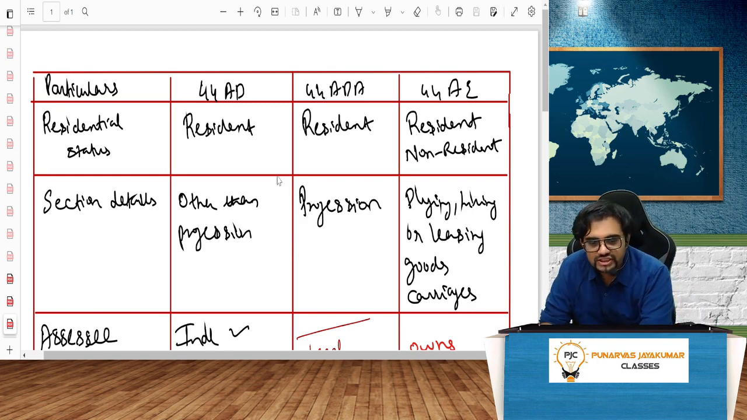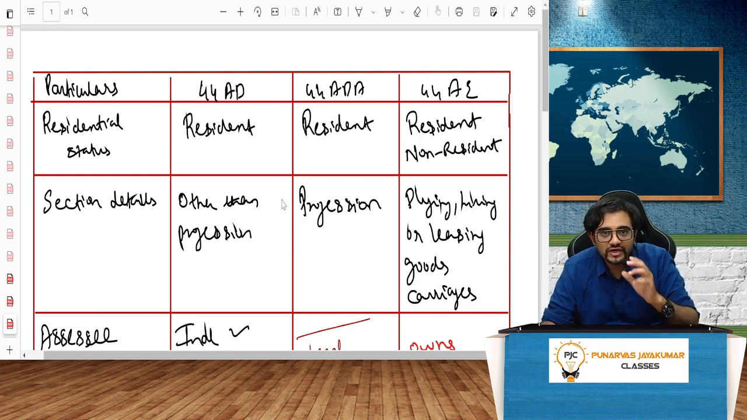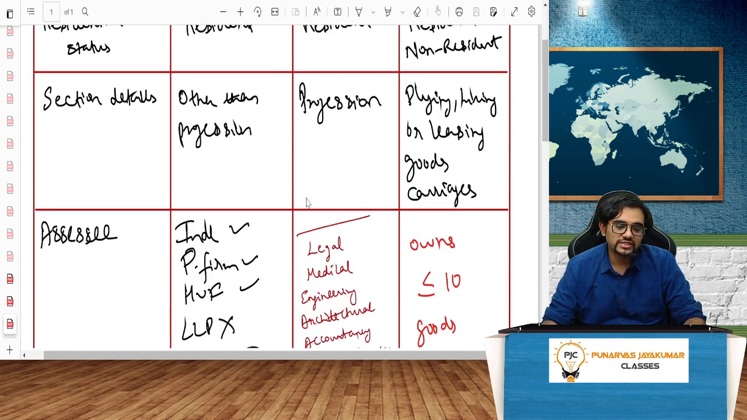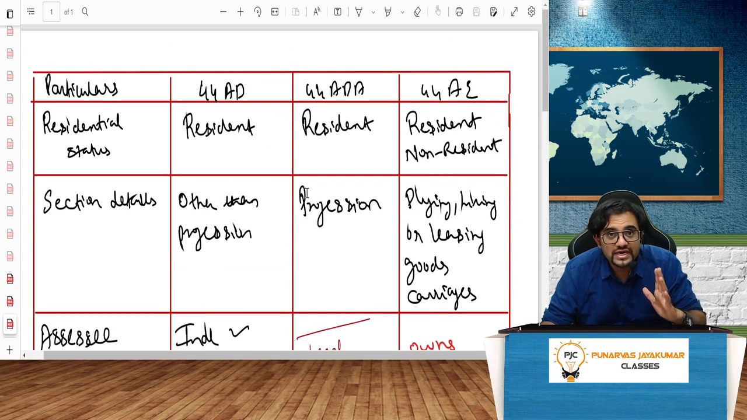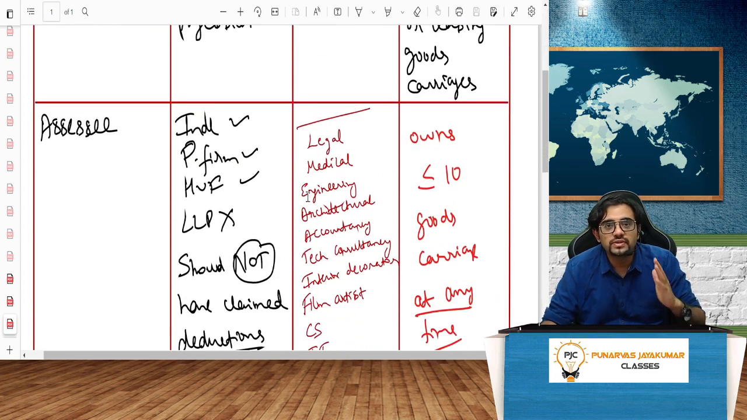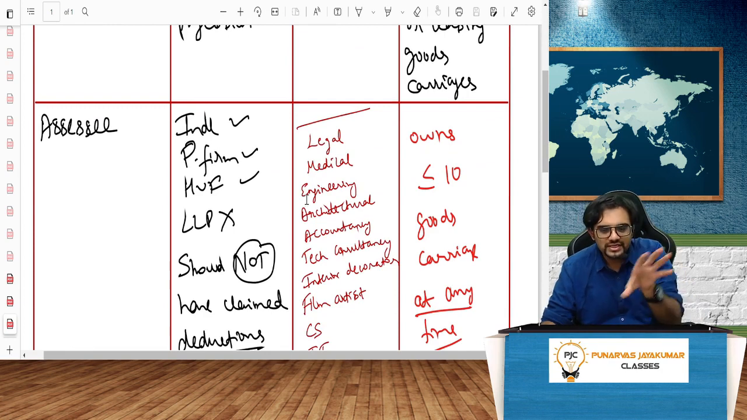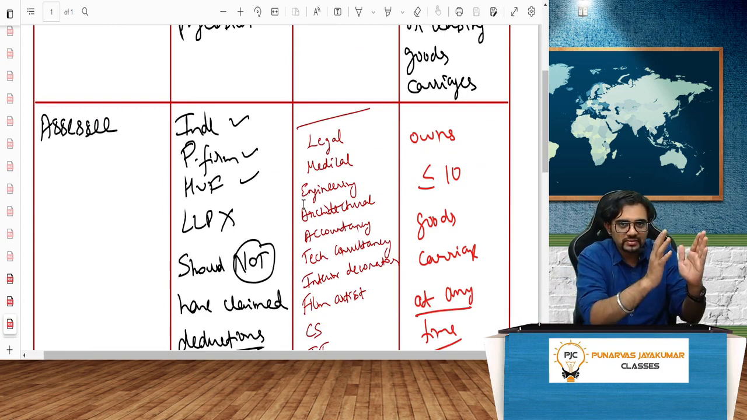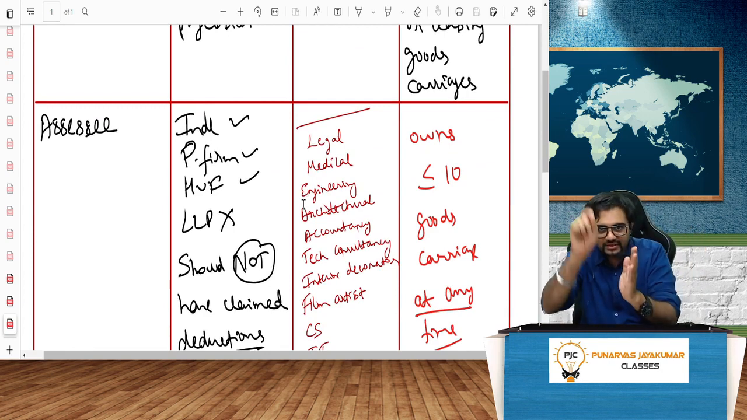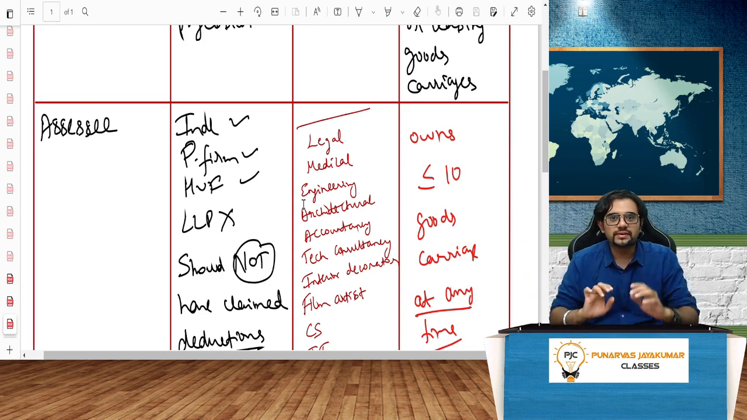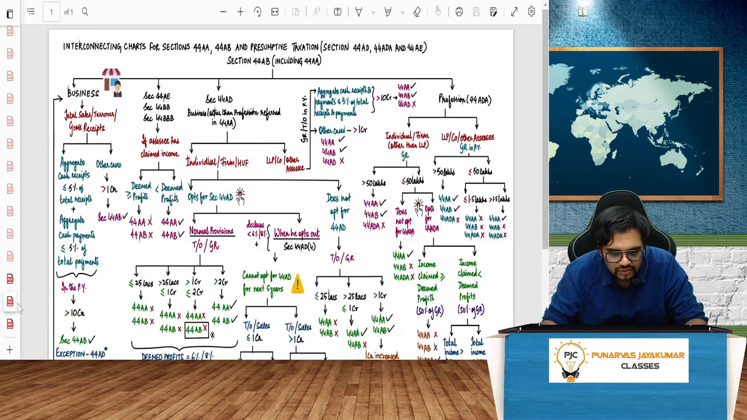Okay. Next, section details. Of course, 44AD is other than profession. 44ADA is profession, and 44AE is plying, hiring or leasing of goods carriage. Now the assessee for 44AD is not just an individual. All these people, you know this. That's the revision I'm doing. I saw the section in the bare act, mapped certain things, and then combined everything and made this chart. Correct? It took me a couple of hours, but it's worth it. I thought I'll share it with you.